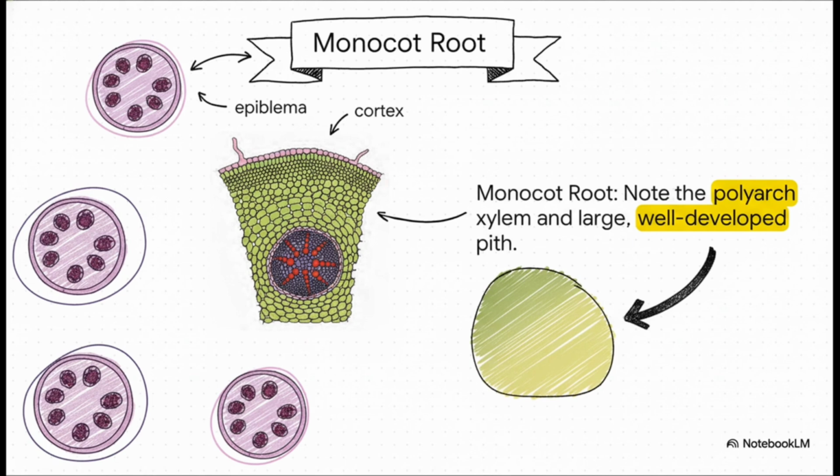But here are the key differences you absolutely have to know. Look at the vascular bundles. Instead of just a few, they're usually more than 6 xylem bundles. We call this a polyarch condition. And the second huge difference, look right in the center. See that big, well-developed pith? That's classic monocot root, totally unlike the tiny pith in a dicot root.